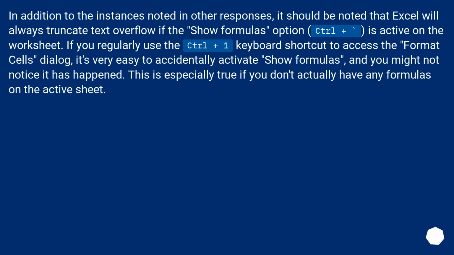In addition to the instances noted in other responses, it should be noted that Excel will always truncate text overflow if the Show Formulas option, Ctrl+`, is active on the worksheet. If you regularly use the Ctrl+1 keyboard shortcut to access the Format Cells dialog, it's very easy to accidentally activate Show Formulas, and you might not notice it has happened. This is especially true if you don't actually have any formulas on the active sheet.